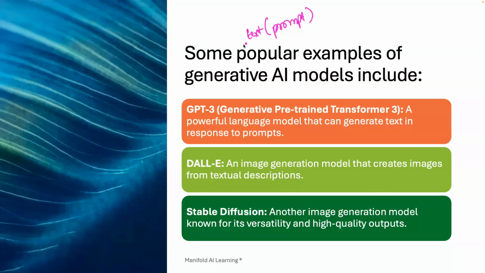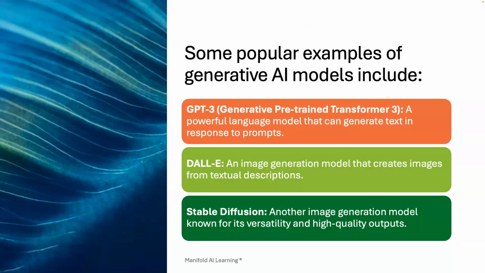Okay, in most cases, it's actually text as an input, which we call a prompt. And by taking this input, the model would go ahead and generate the output, as per the data that I have provided. That's the overall idea about working with these generative AI models.